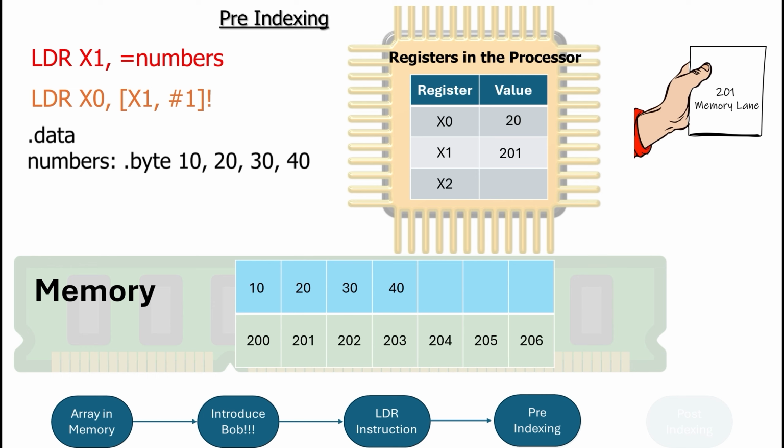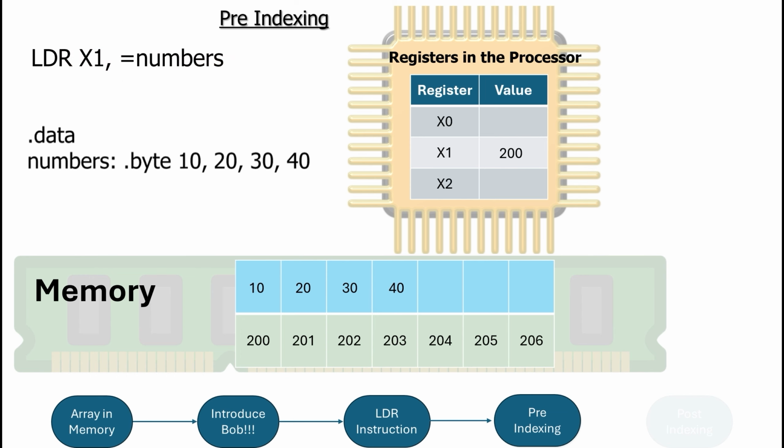But what if you wanted to skip one house and go 2 doors down instead? What if you wanted to get 30 instead of 20? Simple. In pre-indexing, you just change the number of spaces you want to move. Instead of adding 1, we replace it with 2. Now the instruction will automatically increment X1 by 2, fetch the value 30 and store it in X0. That's all about pre-indexing. It allows us to move through the memory efficiently, just like Bob going to the next house over and heading straight to the right package.